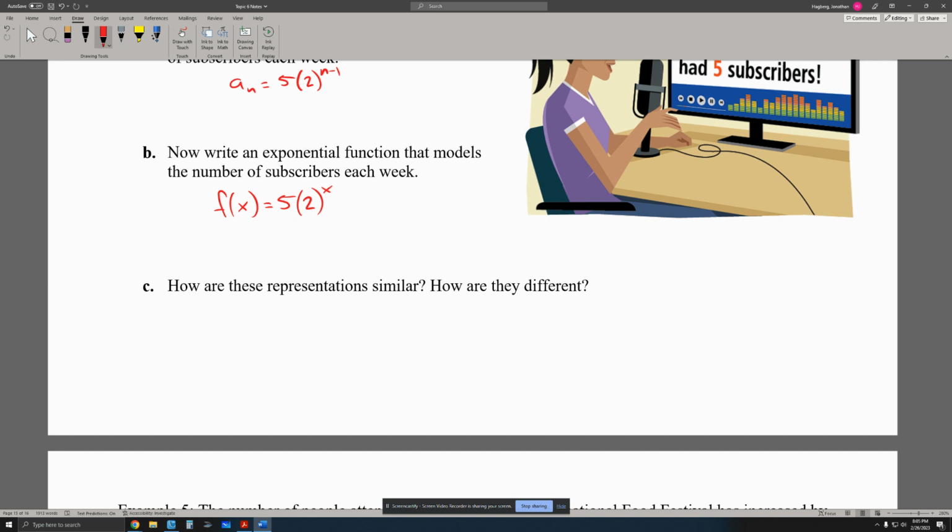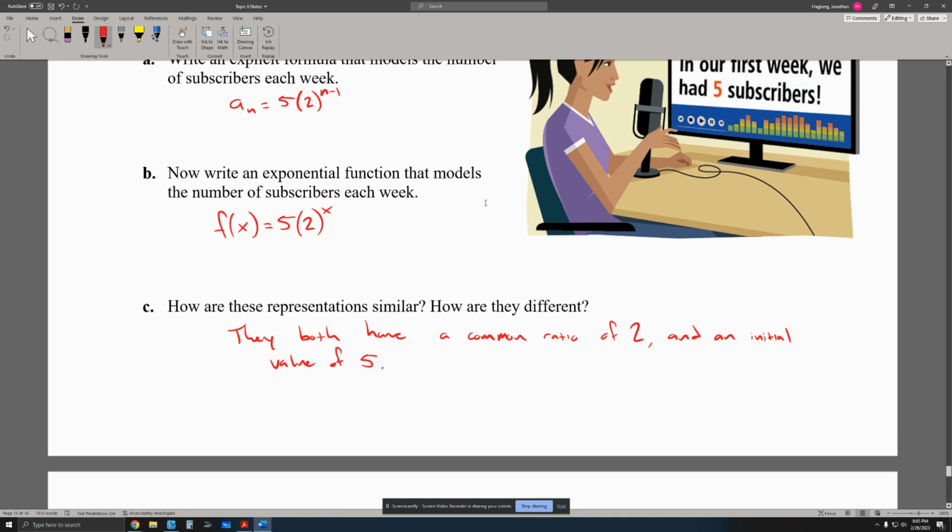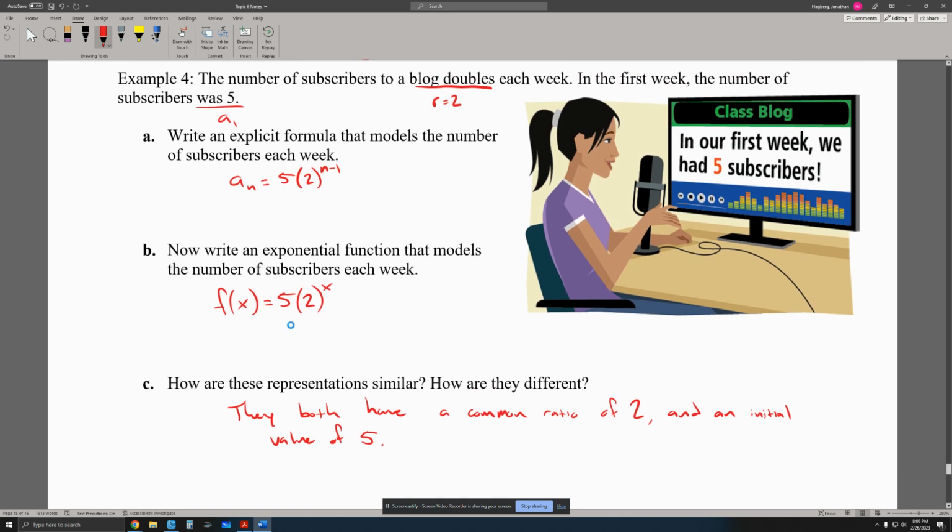So how are these representations similar and how are they different? Well, they both have a constant ratio of 2. I'm going to say a common ratio or a constant ratio of 2 and an initial value of 5. Okay, so we can see that the exponential model and the geometric sequence have a lot of similarities here. They both have that multiplicative rate of change, and they both can be using that initial value, that y-intercept.